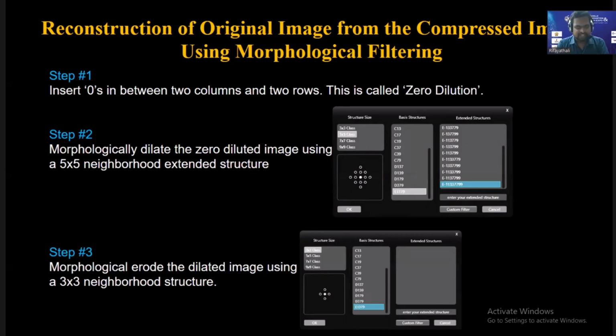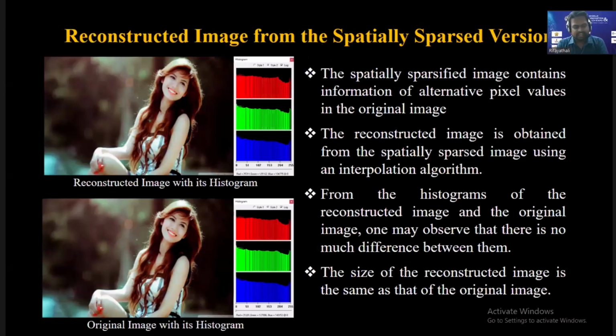Reconstruct image from the spatially spaced version. The spatially spaced image contains information of alternate pixel values in the original image. The reconstructed image is obtained from the spatially spaced image using an interpolation algorithm, which has been discussed in the previous slide, which is the morphological filter.